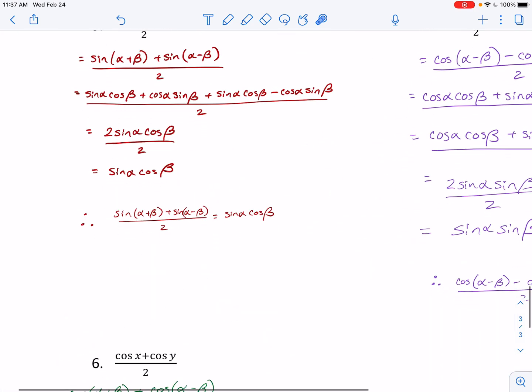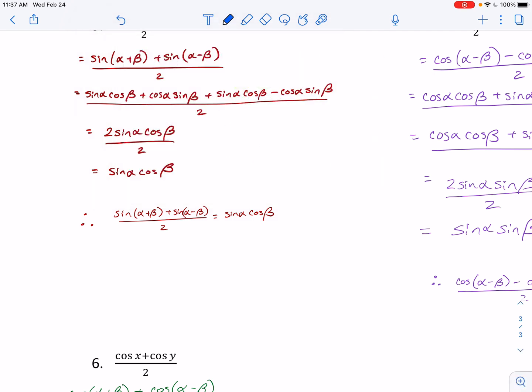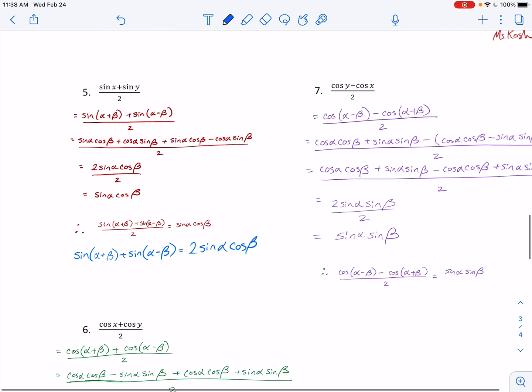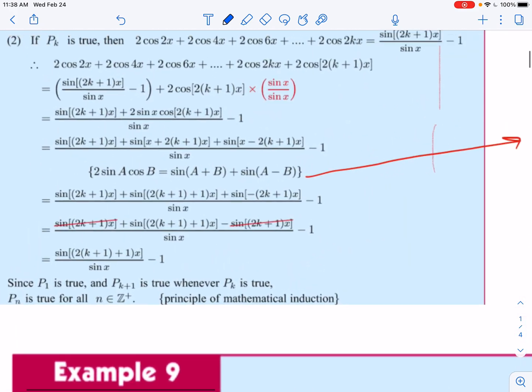Okay, the only thing I went ahead and did, I called this, I multiplied that 2 over, and I said sine of alpha plus beta plus sine of alpha minus beta is equal to 2 times sine of alpha cosine beta. And so that became important. See how that was kind of an easy, that's what they used way back in their answer key.